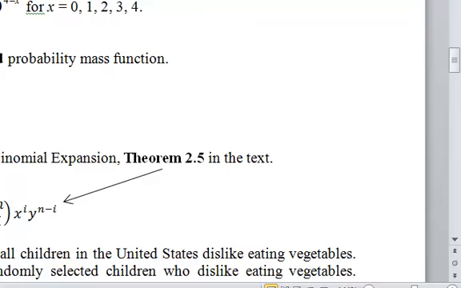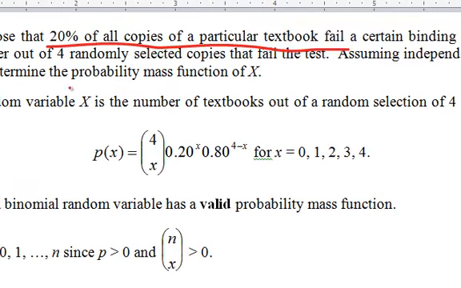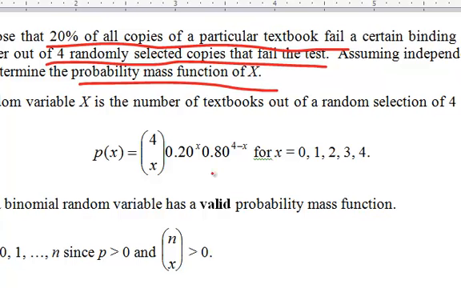20% of textbooks fail a binding test. X is the number of 4 that fail the test. So here, failing is a success, and I want the mass function. So the probability of failing the binding test is a success: 0.2 to the x, 0.8 to the 4 minus x. I could have all of them fail, none of them fail, anywhere in between. And I need that binomial coefficient out there to count the number of ways.